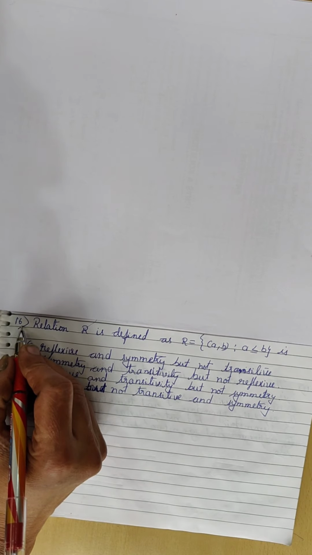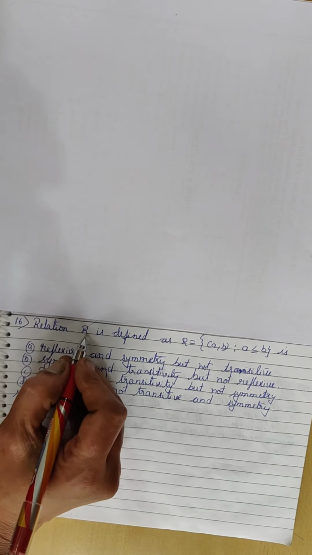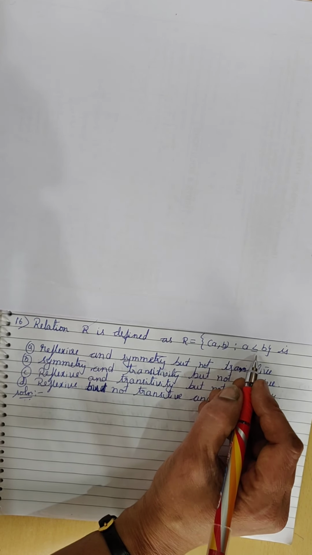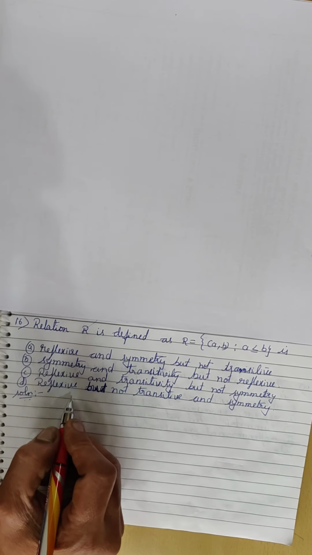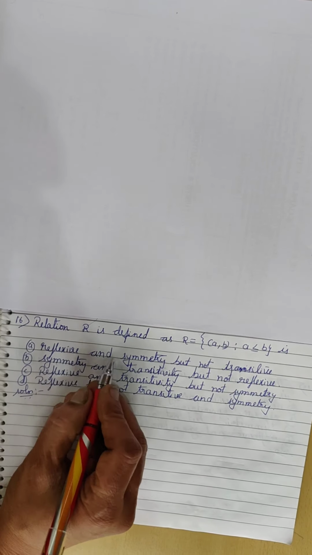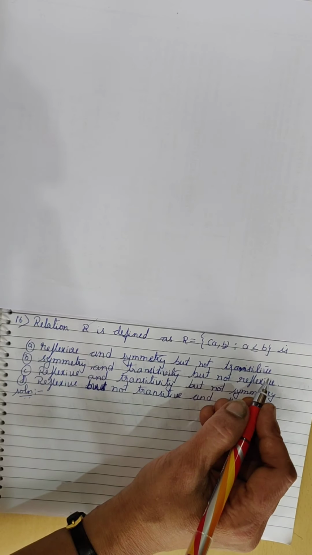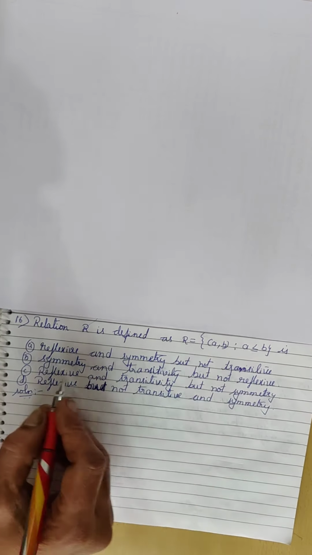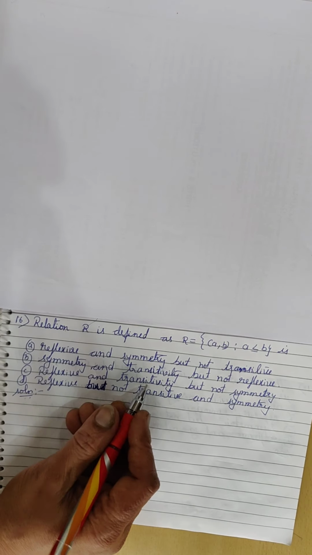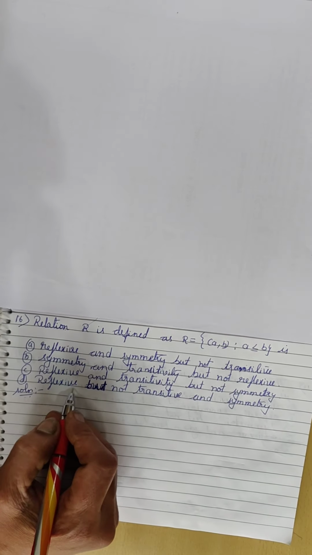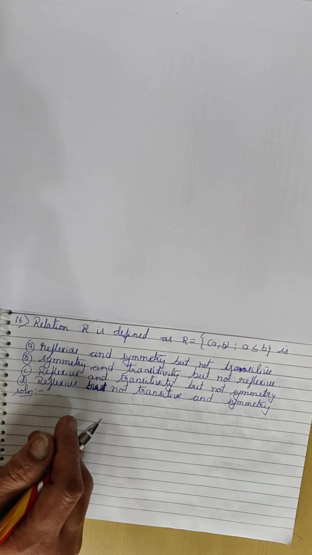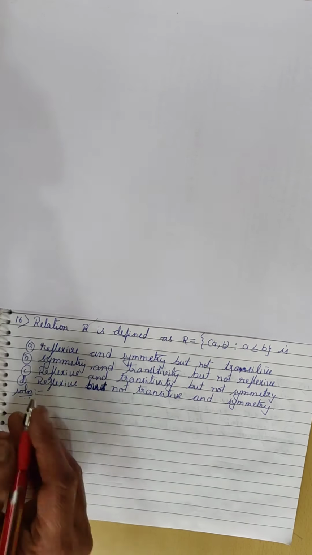Let's take a look at the 16th one here. Relation R is defined as R equals (a, b) such that a is less than or equal to b. We have four options here. Reflexive and symmetric but not transitive. Symmetric and transitive but not reflexive. Reflexive and transitive but not symmetric. Reflexive but not transitive and symmetric. So let us take a look at it. Which one is true here?